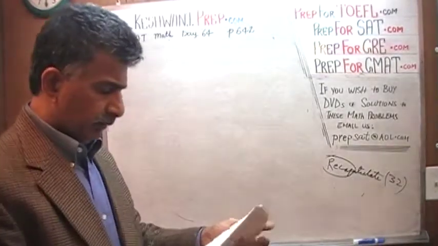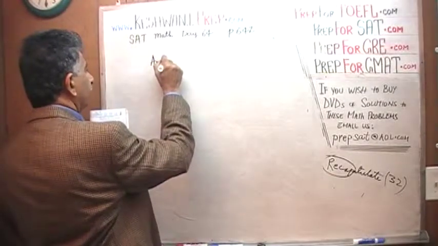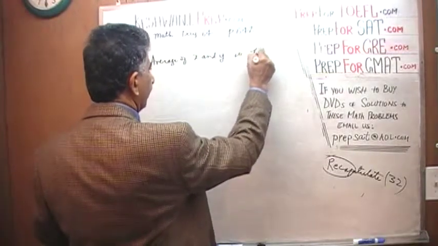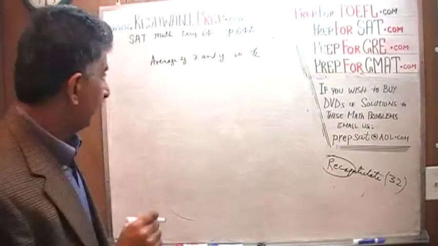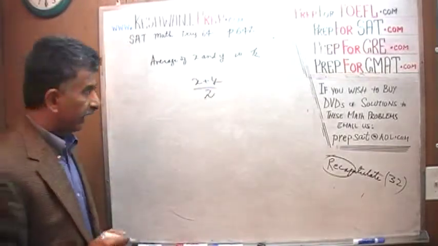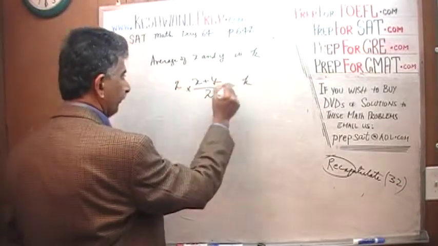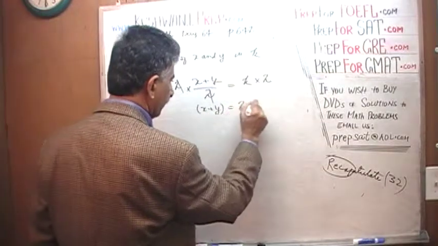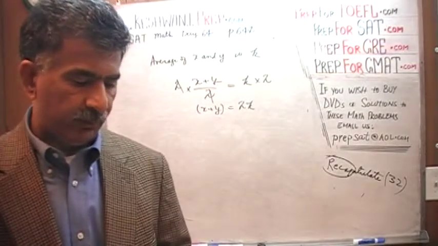In number 18, we are told that the average of x and y is k. Now how do you find the average of two numbers? Well, we add them up, x plus y, and divide by 2. That's how we find the average of two numbers, and that we are told equals k. If you multiply both sides by 2, the 2 drops out here, and we find out that x plus y equals 2k. And the question here is, which of the following is the average of x, y, and z?